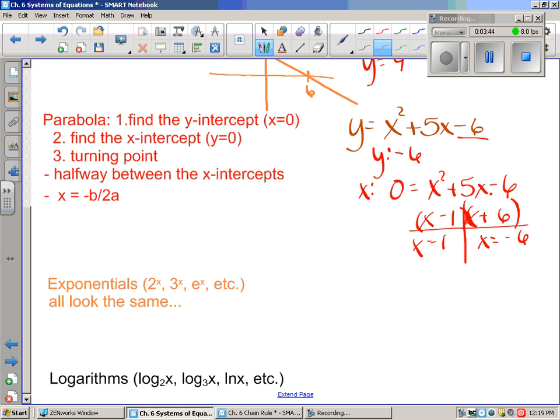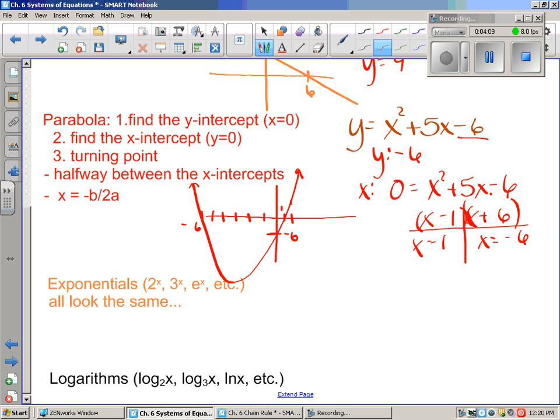So our parabola is taking shape here. We've got it crossing at 1. We've got it crossing at negative 6. Sorry, I'm a little messed up there. All right. And this crosses my y at negative 6. This is definitely looking a little messed up here. But it'll work.